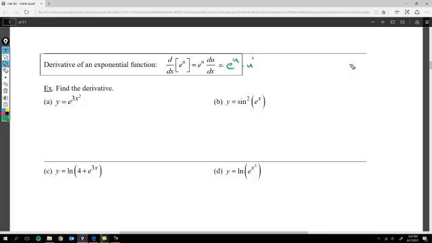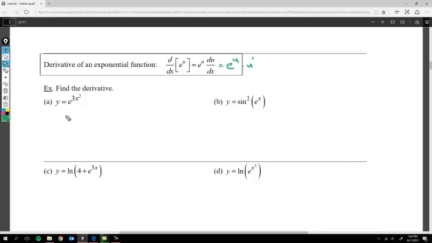Do not get this confused with power rule, which is x to the n. These are not the same thing. Notice how, in this case, x is my base, not my exponent. Here, x could be my exponent, and my base is a constant. Do not get these confused. This is not power rule that we're doing. This is a whole different function. Power rule is only for polynomials and such. This is for exponential functions. So really easy. You just literally rewrite what you're given and then do chain rule.